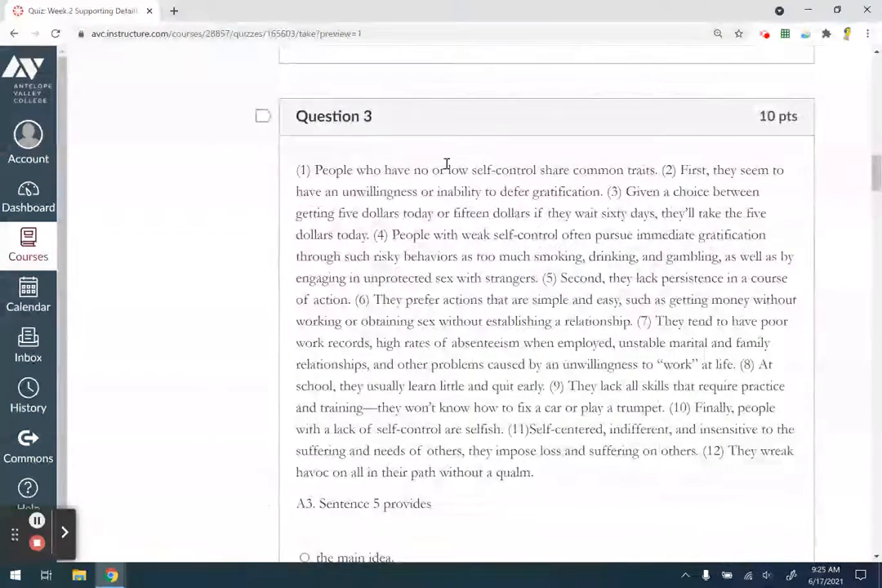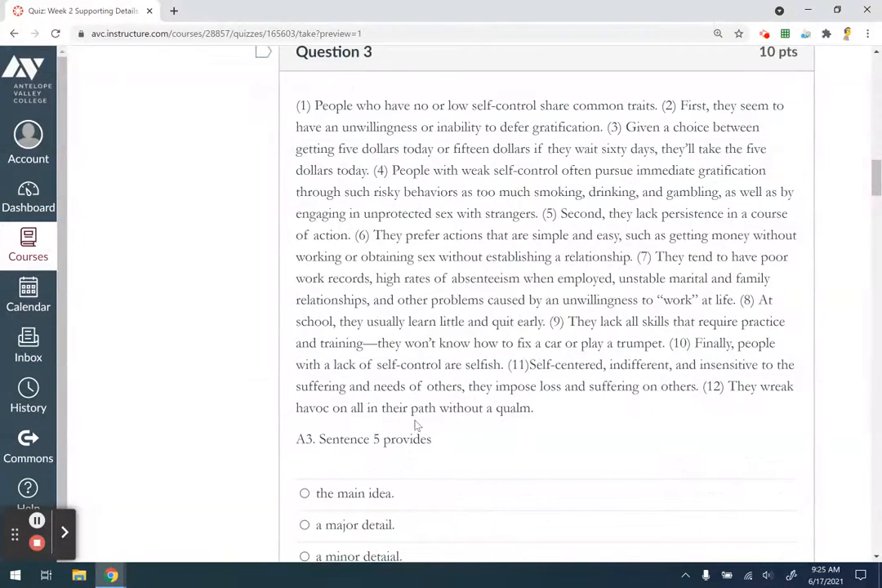And then we look at question 3. So sentence 5. We look at second: they lack persistence in a course of action. The fact that it says second makes it a major detail. If 3 and 4 are minor, we go with second, which makes it a major detail because of the word second. That's another transition, and usually major details are indicated by transitions.